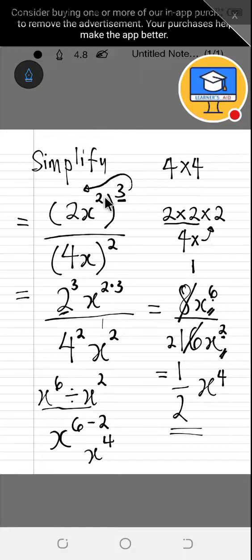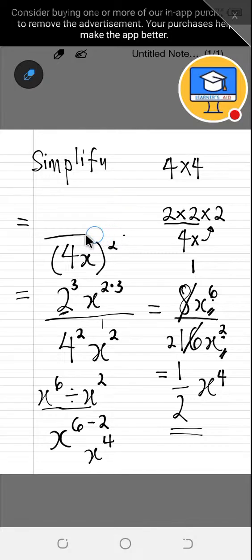Let's move on to our next question. We are to simplify. Let's write it here. Let's clean this side. Simplify.